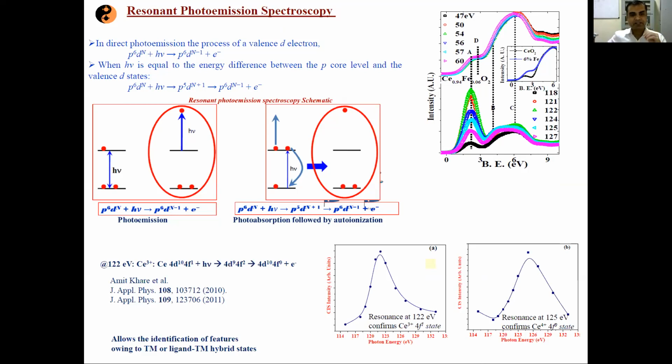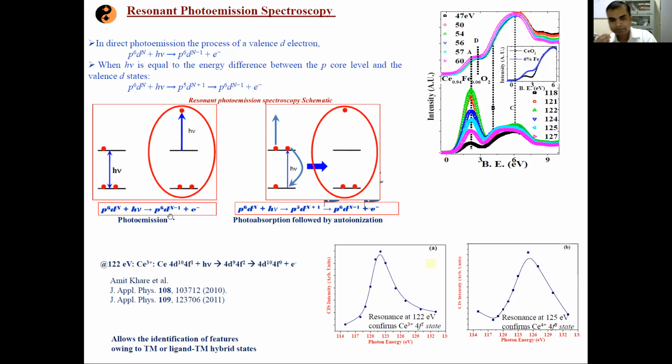Suppose my transition metal element has the configuration of 3p6 3dn. If I shine an incident photon with energy h nu, then in a normal photoemission process it excites an electron from this dn level, and your intermediate configuration will be p6 dn minus 1, right? And then you will have a photoemission. So your configuration will be p6 dn plus h nu, and an electron emitted from dn, so the electrons left in the d state will be p6 dn minus 1 plus photoelectron, right?